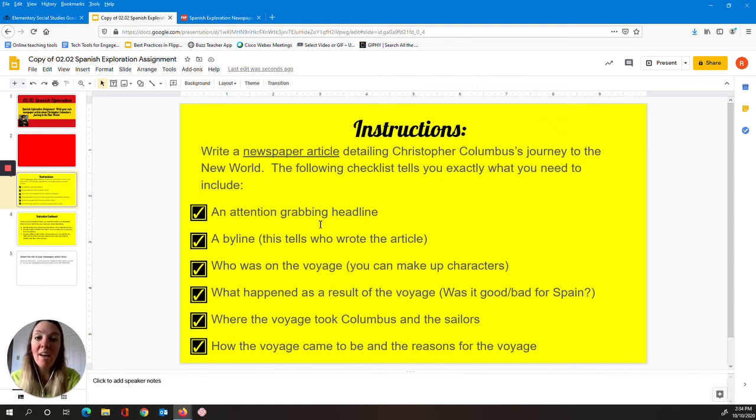An attention-grabbing headline, so make a title, a headline for your article. A byline, basically that's you, because you're writing a newspaper article. Who was on the voyage? You can make up characters, have fun with that. What happened as a result of the voyage? Was it good or bad for Spain? Where the voyage took Columbus and the sailors, so where did they end up? Where did Christopher Columbus and his sailors go? How the voyage came to be and the reasons for the voyage. So how did Christopher Columbus get to make that voyage happen?